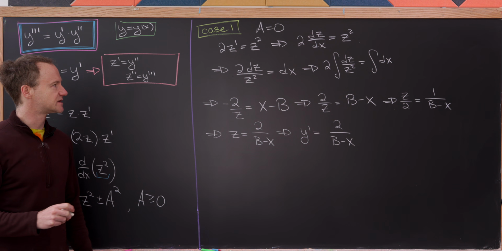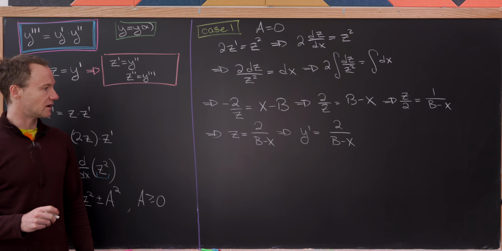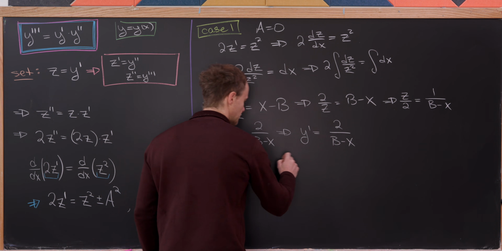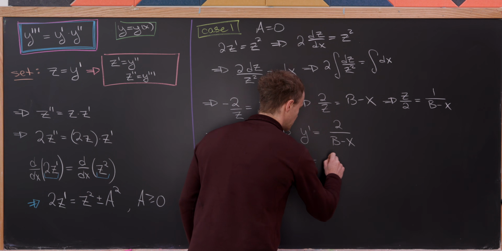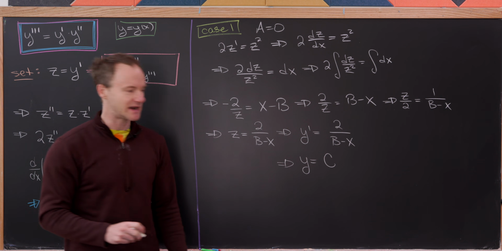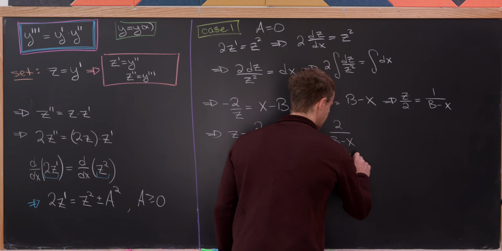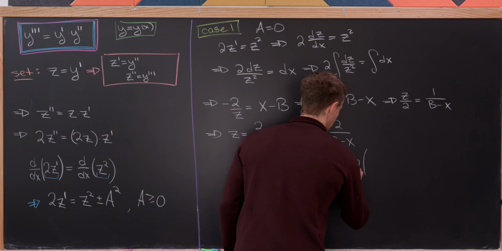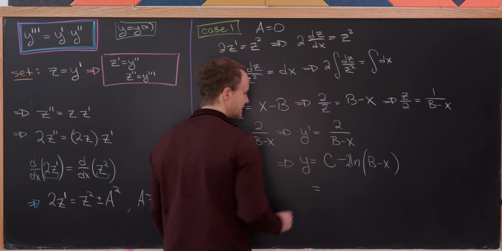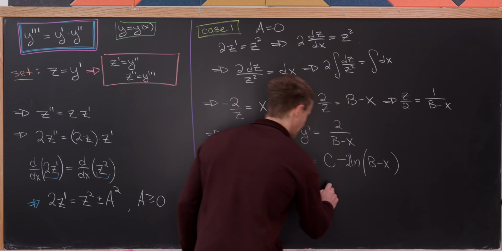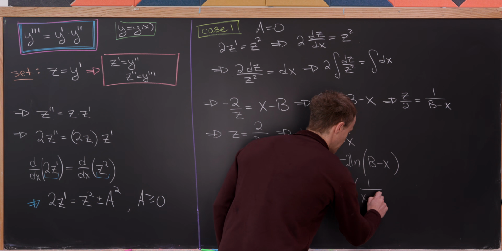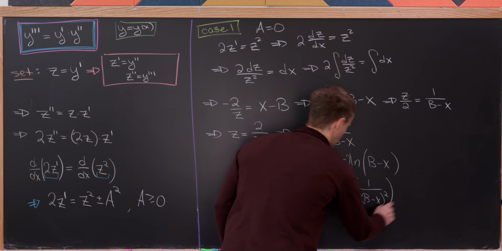And then from there, we can just take an antiderivative, and then we'll have a function for y. Okay, so let's do that. So here we have y is equal to some constant c. I'm going to put that up front because when we take the antiderivative here, we're going to pick up a minus sign, and then it's going to be minus 2 times the natural log of b minus x. But now we might as well bring that 2 and that minus sign inside, and we'll have c plus the natural log of 1 over b minus x quantity squared.